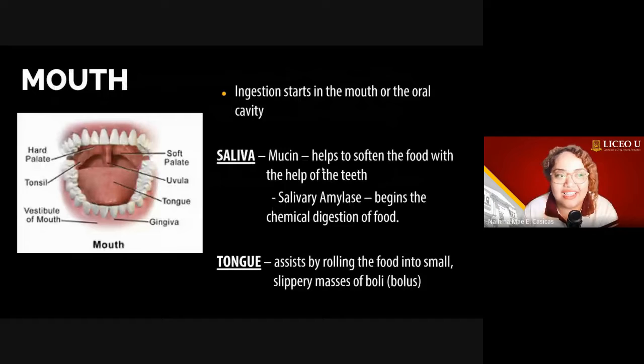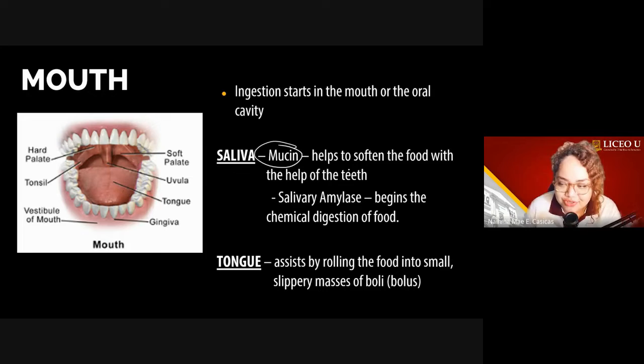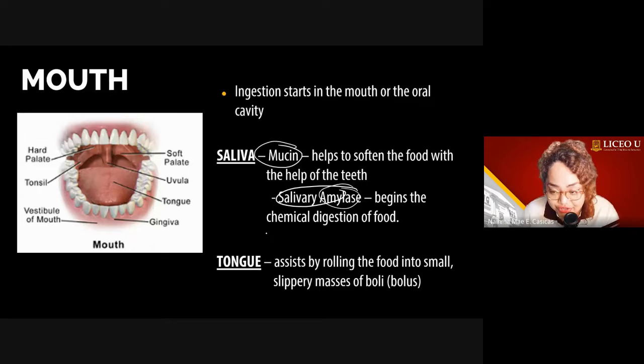So you start off with your mouth, where you have teeth that aid in mastication or the chewing of the food. So there is already partial digestion in the mouth. And in addition, you have your saliva released by several glands, like your submandibular glands. They release saliva into the mouth. Your saliva contains what we call mucin, which helps to soften the food with the help of the teeth. And in this saliva as well, we have your salivary amylase, or just amylase. Basically, amylase is an enzyme that begins the digestion of food.